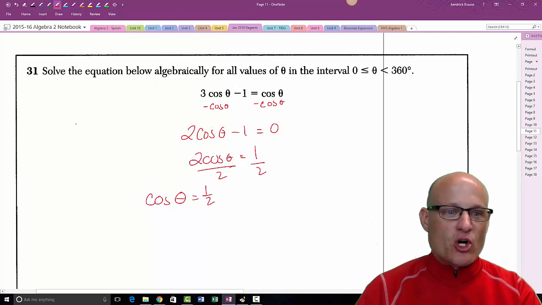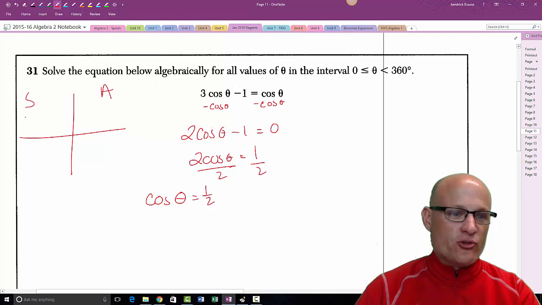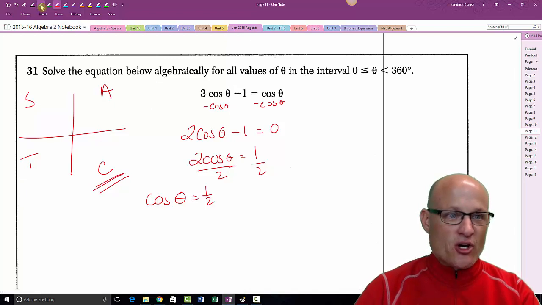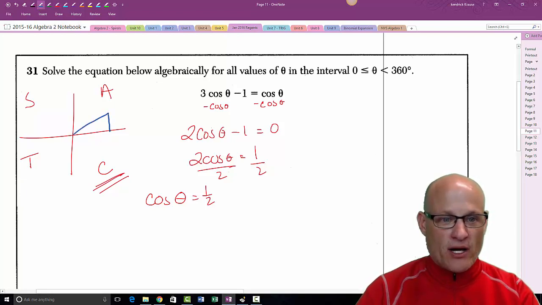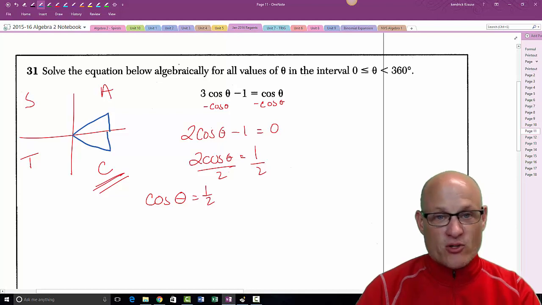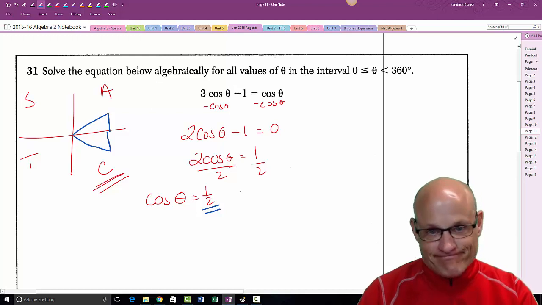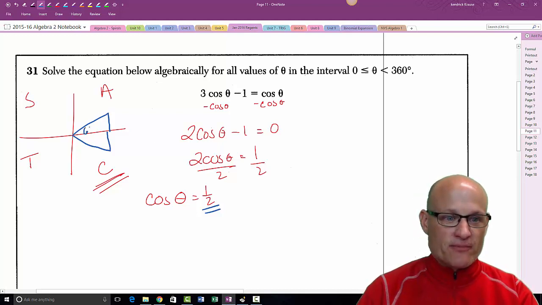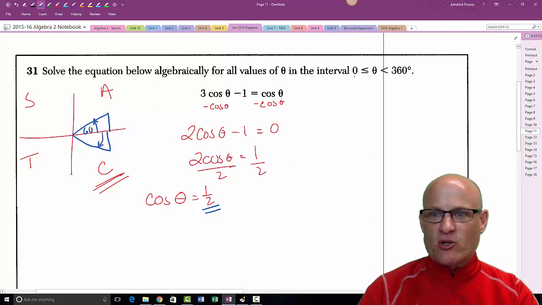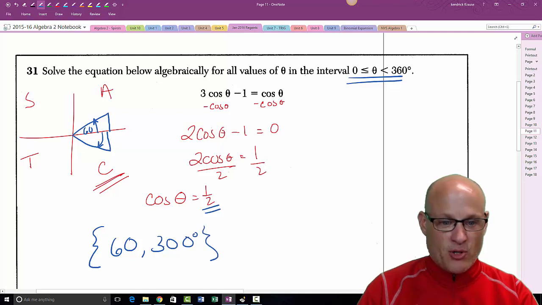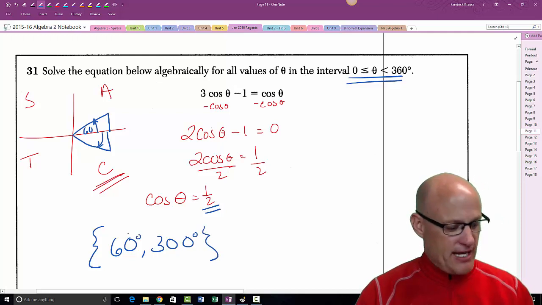Now you have to remember where cosine is positive. All students take calculus. Cosine is positive here. So I need two angles, one in the first quadrant and one in the fourth quadrant, where cosine equals a half. If you don't remember that, sorry, the angle is 60 degrees. So I need to go 60 degrees this way and 60 degrees this way. It wants me to go in between 0 and 360 degrees. So my answer is 60 degrees and 300 degrees. You need both answers. Hopefully you got that one right.